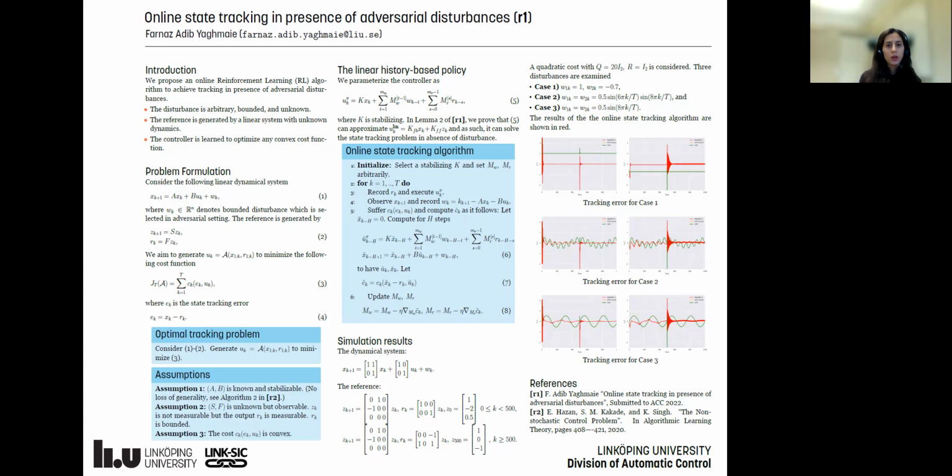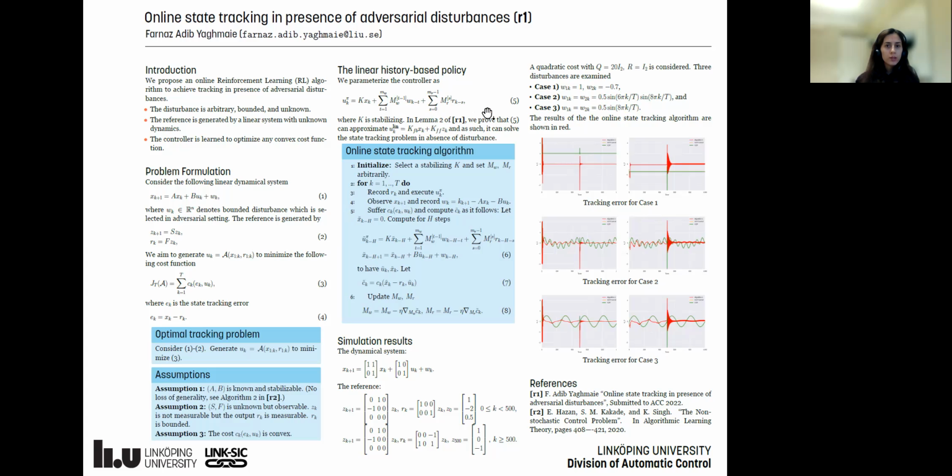So to solve this problem, we propose to parameterize a controller as in equation 5. Let's have a closer look at it. So we have a state feedback controller here with a feedback gain K, but also we have some feedback from the past disturbances and also feedback from the past values of the reference signal. So this is our proposed controller.